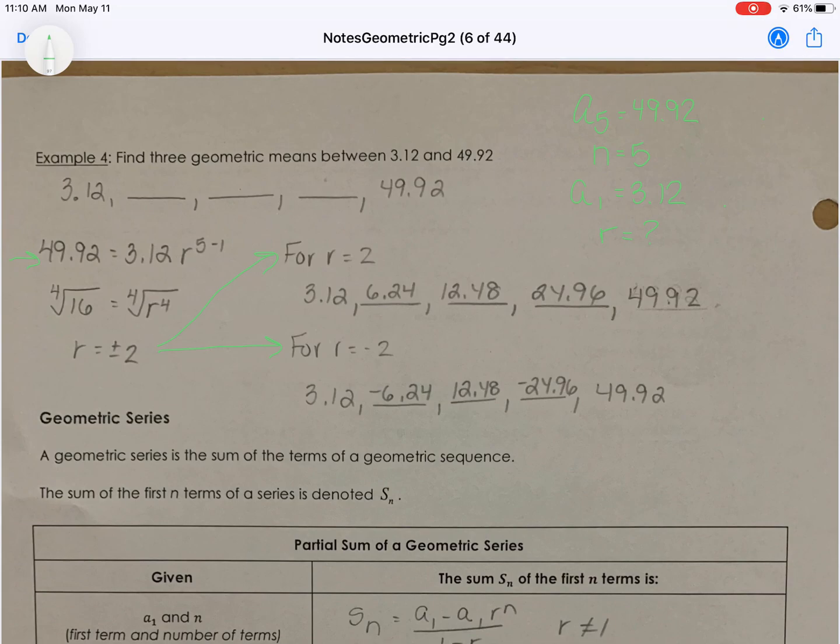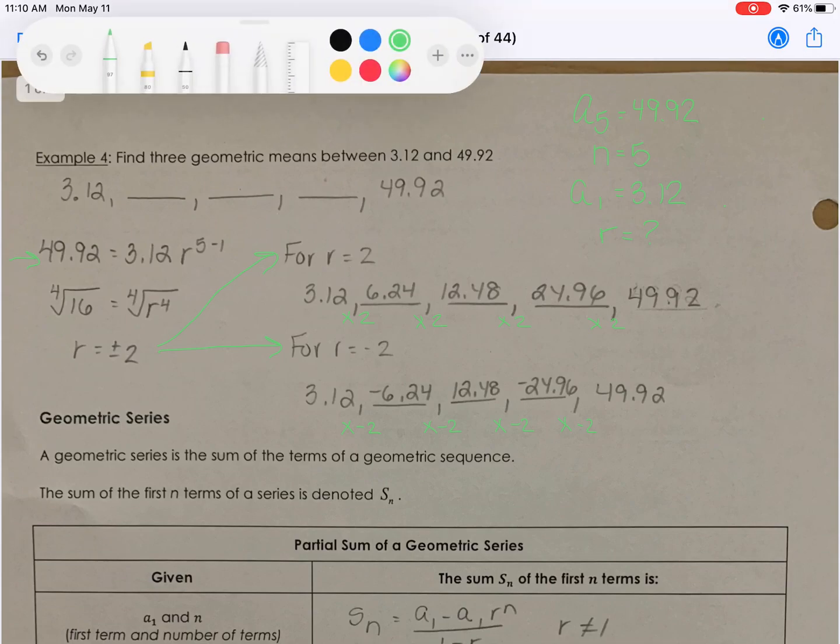So if it's positive 2, you're multiplying everything by 2. That's not really going to impact anything sign-wise. But for negative 2, what you're going to find is that the signs are going to change each time you multiply by negative 2. So it's going to rotate from positive to negative, negative to positive, and back and forth. The other one was a different instance because we were taking the 5th root. But for this particular one, because we're taking the 4th root of a value, you have to make sure that you have plus or minus and you account for both options that you could have for this.